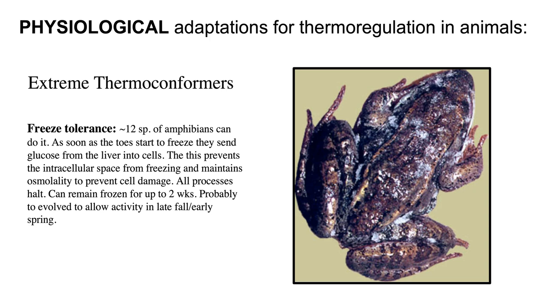In fact, there's 12 different species of amphibians that are known to actually be freeze tolerant. And so this physiological response isn't so much to maintain a constant body temperature, but to be able to survive at a very, very cool body temperature. So what will happen is when temperatures get really, really cold, some frogs will release a bunch of glucose out of their liver into the rest of the cells of their body. And what that glucose does is it prevents the intracellular space from freezing and maintains osmolality to prevent cell damage. So essentially what these frogs can do is get completely frozen for all the way up to 2 weeks.